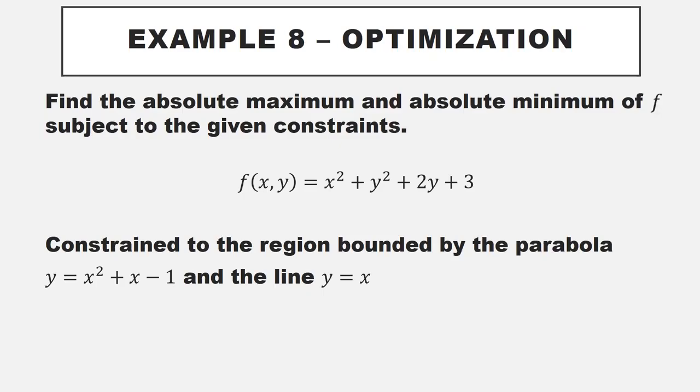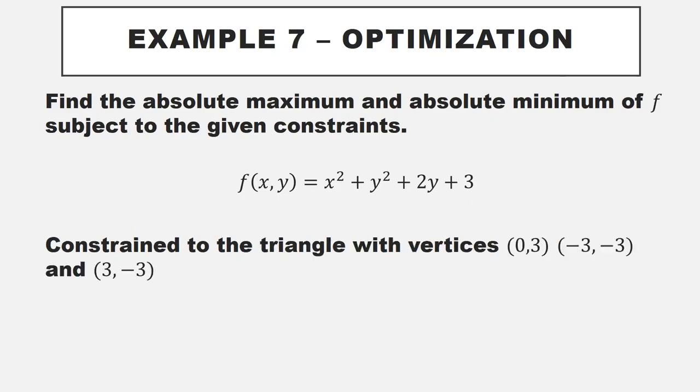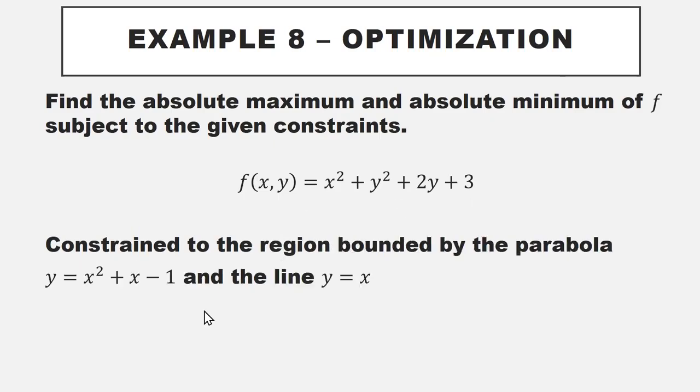We're going to do one more constrained optimization problem. We're going to find the absolute minimum and absolute maximum of a function f subject to the given constraints. The function is x squared plus y squared plus 2y plus 3. Same thing we had earlier, right? Same function. But now we're going to be constrained to the region bounded by the line y equals x squared, or the parabola y equals x squared plus x minus 1, and the line y equals x.